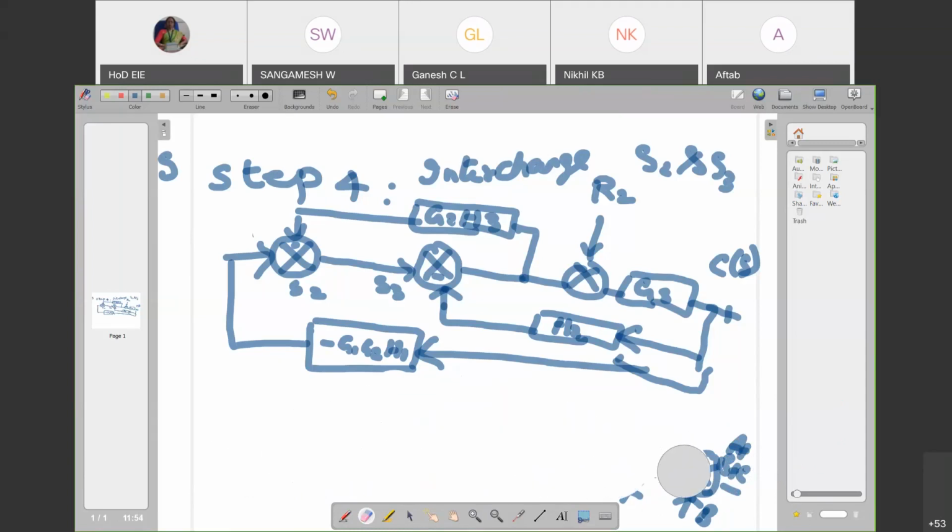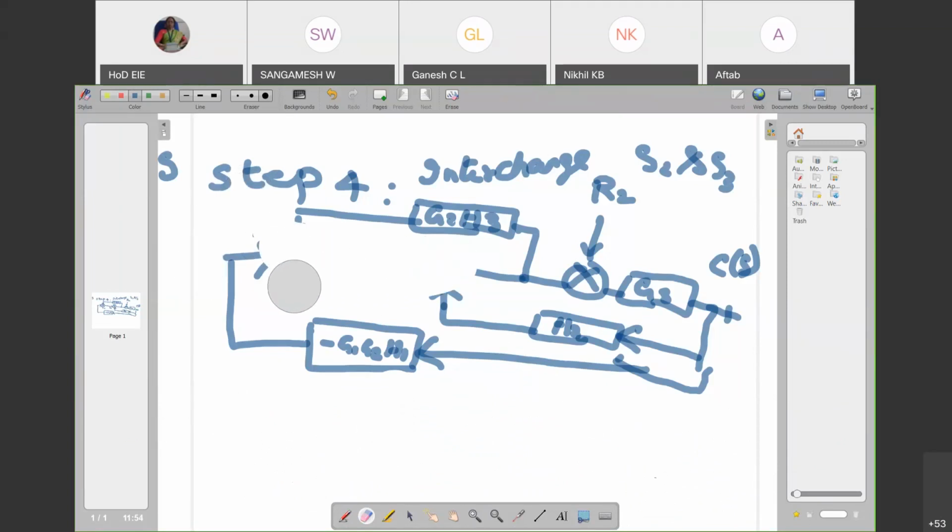So in the same way, now we are interchanging S2 and S3. Okay. After doing so, what is it that we are going to get? That is what I am drawing here, because we have to simplify it, right? So step 4 is interchanging the summing elements S2 and S3.